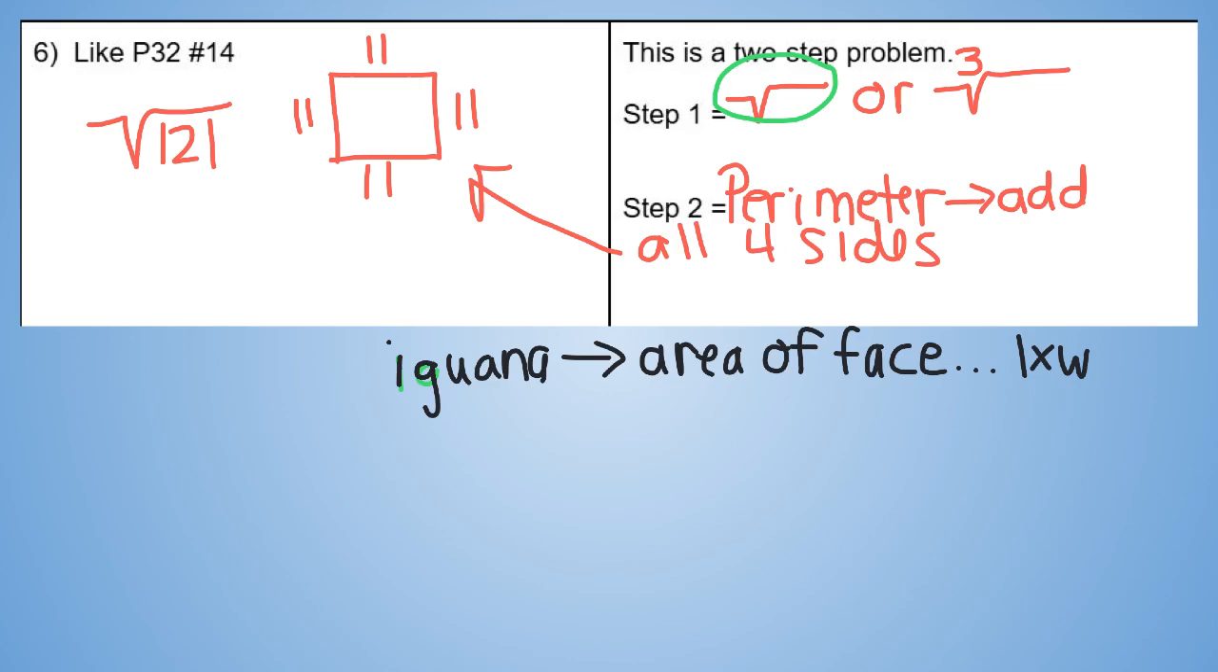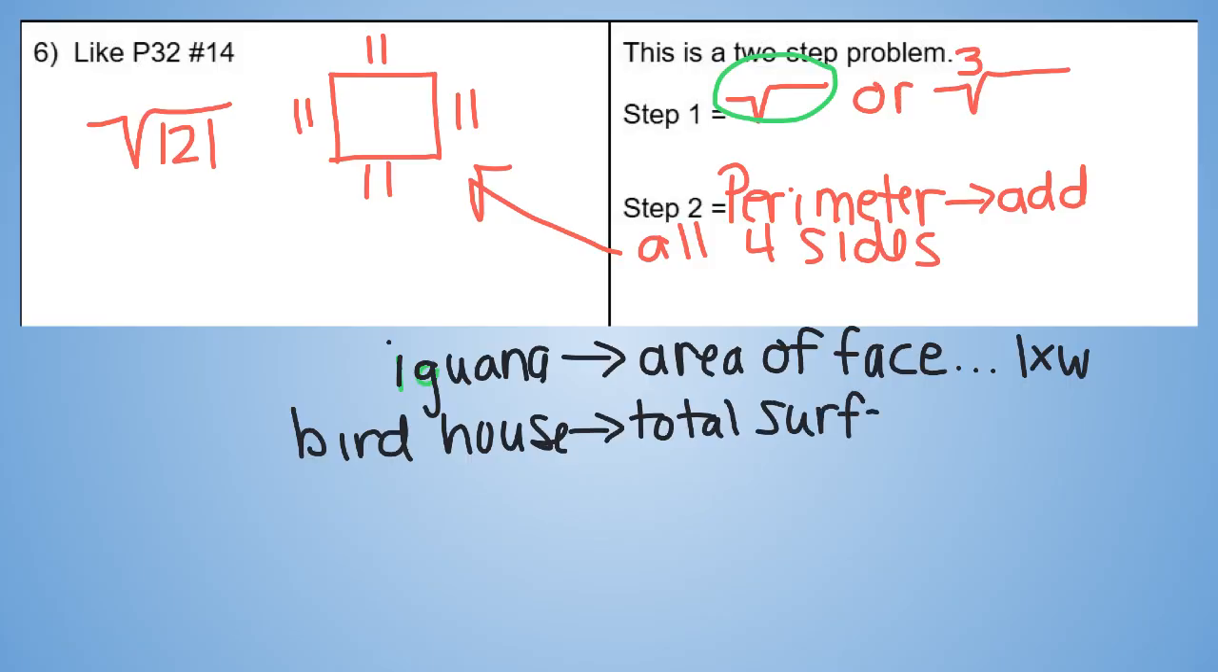So I want you to pay attention. Perimeter, add all 4 sides. If I want the area of a face, well, then you're going to take length times width. We had one more. We had the birdhouse problem. And on that one, we wanted the total surface. And we took the area of each face times 6.